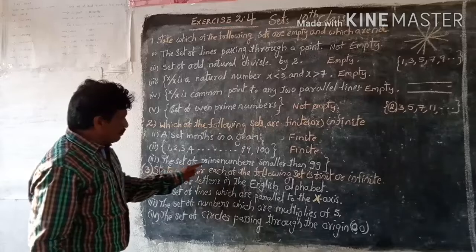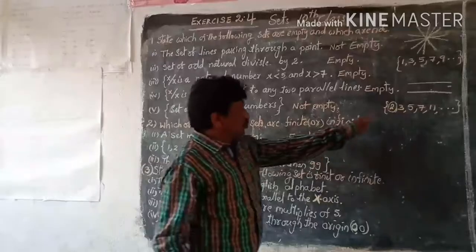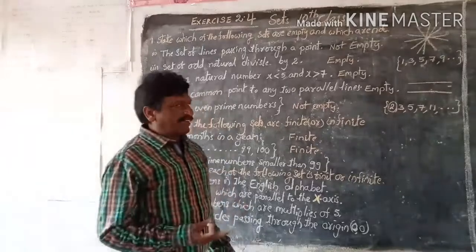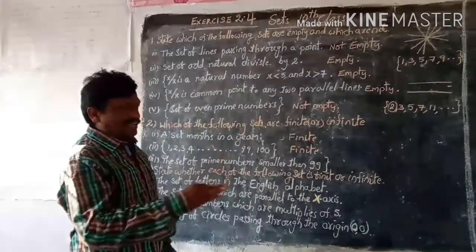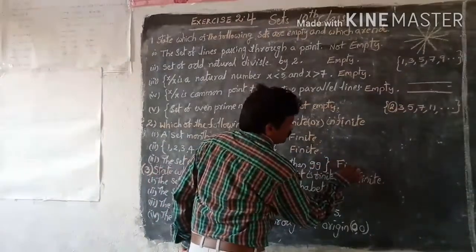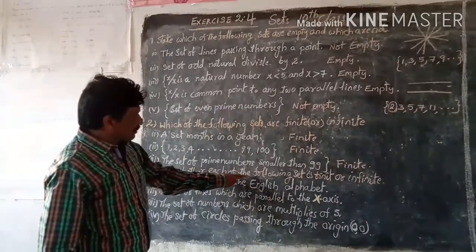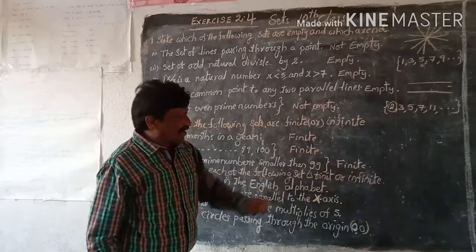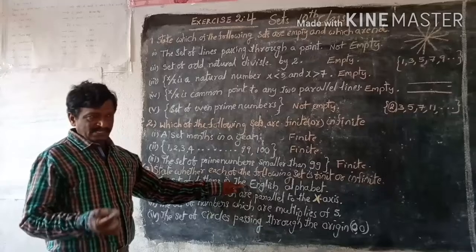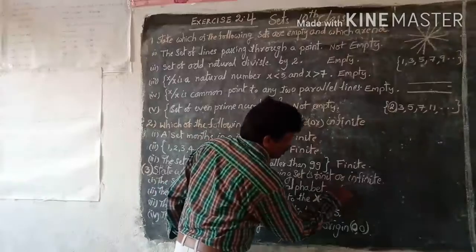Next, the set of prime numbers smaller than 99. Prime numbers 2, 3, 5, 7, 11, 13, 17, 19, etc. Below 99. It is also a finite set. Next, state whether each of the following sets is finite or infinite. The set of letters in the English alphabet. Countable. It is finite.